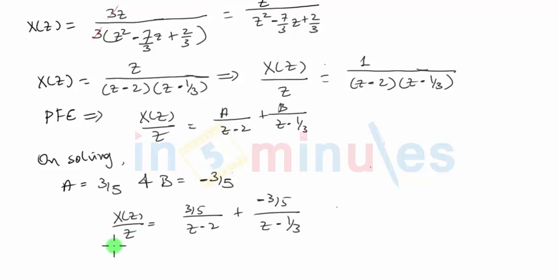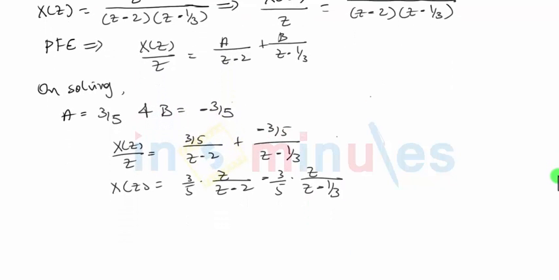And now I'll send this z to the other side once again. So that gives me X(z) equal to, I'll keep this 3/5 out, z upon (z minus 2) minus 3/5 into z upon (z minus 1/3). That's the simplified X(z) that we were looking for. And now I can apply the inverse Z transform formula. That is simply because you can see z upon (z minus 2). We wanted this z in the numerator, and that's the reason we sent it to the left hand side by dividing by z first, so that after partial fraction expansion I can bring it in the numerator.